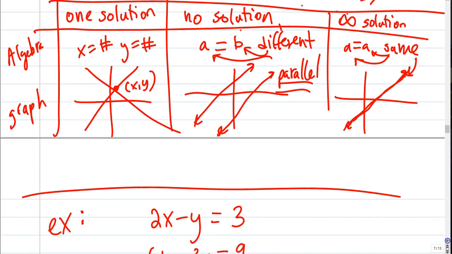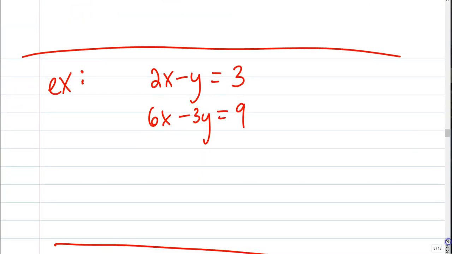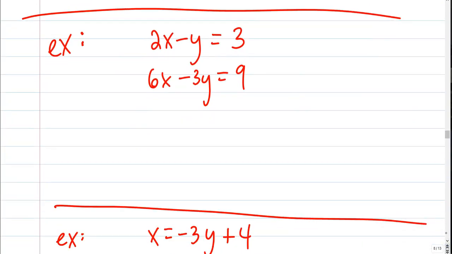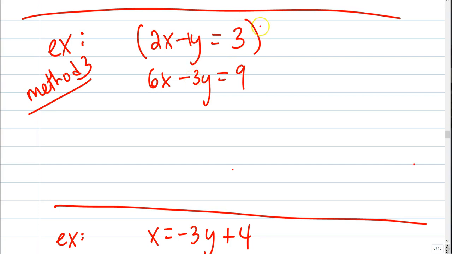Scrolling down. This one, I do not have x equals or y equals. I don't want to have to graph it, so I'm going to use method 3, which means I'm going to make the x's or y's so they eliminate. I'm going to start with the smaller numbers. How about the y's again? None of these are opposite of each other, but I've got a 1 and a 3. I could change that negative 1 into a positive 3 by multiplying the entire top equation by a negative 3.